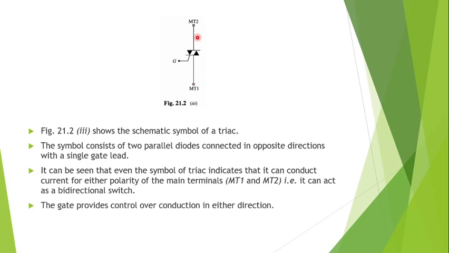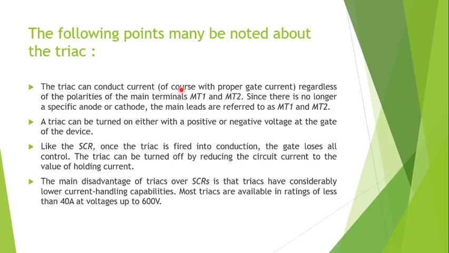Now let us come to the symbol of a triac. This is the symbol of a triac. You see two diodes facing in two opposite directions and a gate. So these diodes indicate the direction of the current, and due to this bidirectional flow of the current, it can act as a bidirectional switch, and the gate provides control of the conduction in either direction, positive direction or negative direction.